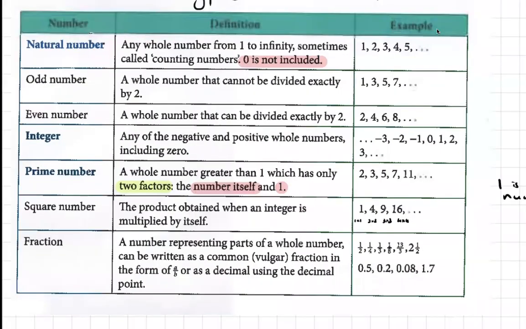And then we have a fraction, which is a portion of a number. Okay, part of a whole number, it can also be written as decimal places. It can be a vulgar fraction, which is a common fraction, therefore a over b, or as a decimal this way. So vulgar fractions are normal fractions with the numerator and denominator.